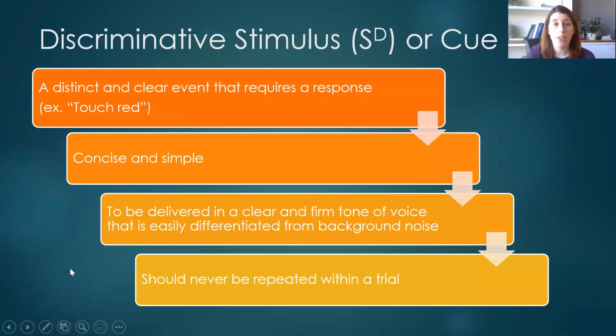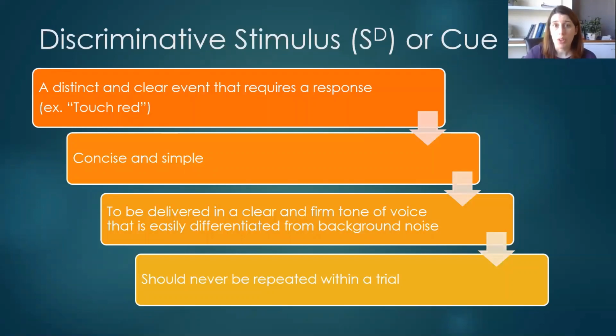So what is the discriminative stimuli, or Q, or SD? It's a distinct and clear event that requires a response. You have to be concise and simple in your language, and you have to deliver it in a clear and firm tone of voice that is easily differentiated from background noise. And once you give that Q or SD, you will never repeat that within the trial.